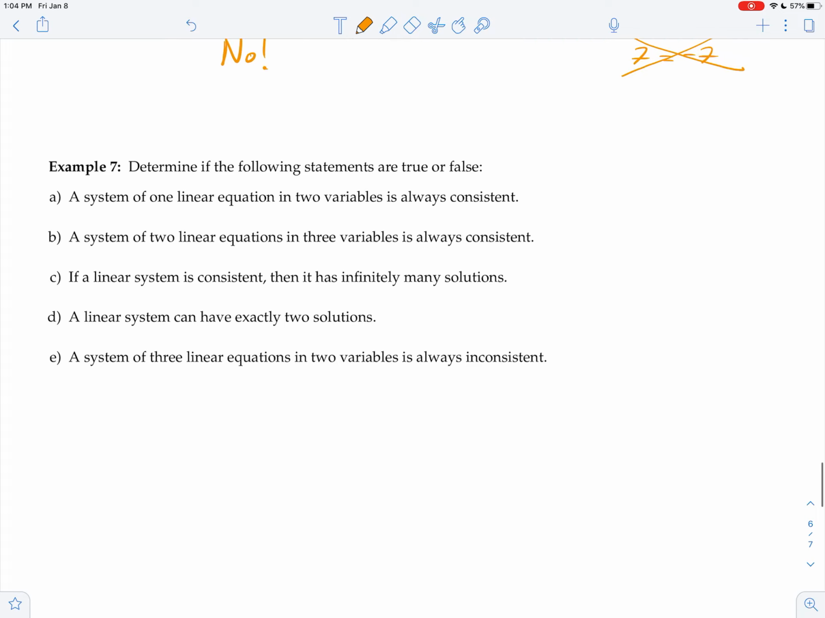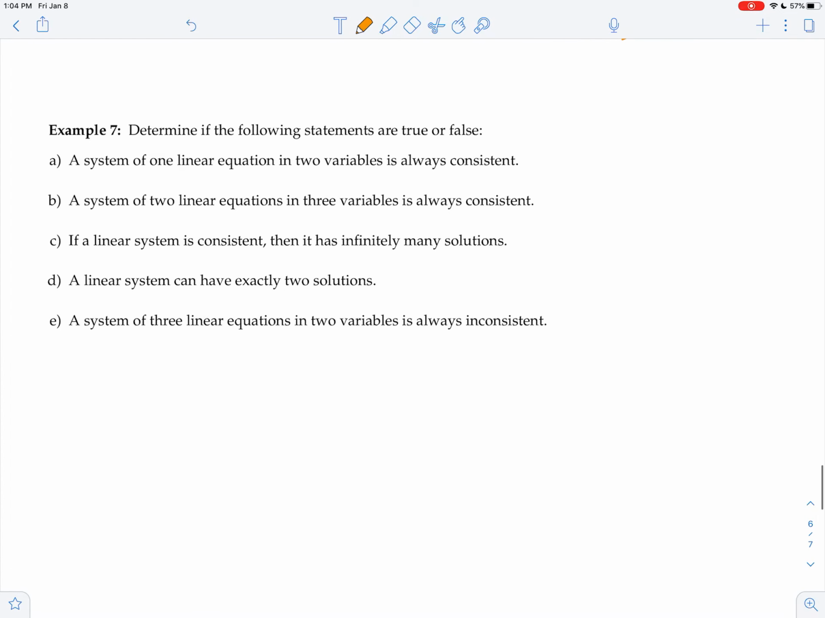All right, I would like you to pause the video and see if you can answer the questions in example 7. We're going to do a lot of these throughout the course to test if we're understanding the theory. So determine if the following statements are true or false. If you haven't paused the video, do so. Hopefully you went over these yourself. So a system of one linear equation in 2 variables is always consistent. Consistent means it has at least one solution.